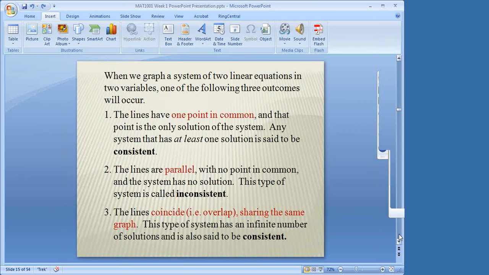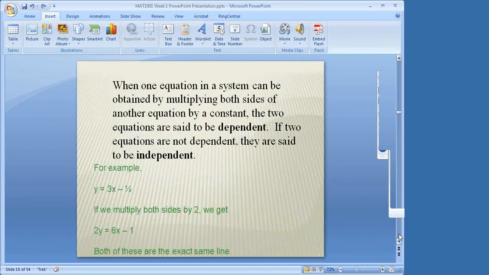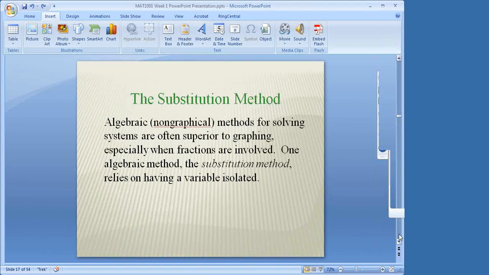We can have one point in common, and that's called consistent. We can have no points in common, and that's inconsistent. And we can have an infinite number of points in common, and that's called consistent. So basically, if you have one or infinite points in common, it's consistent. If there's no points in common, it's inconsistent. All right. And this is just an example of basically what we just saw when you have an overlap situation. I'll let you look at that on the PowerPoint presentation.